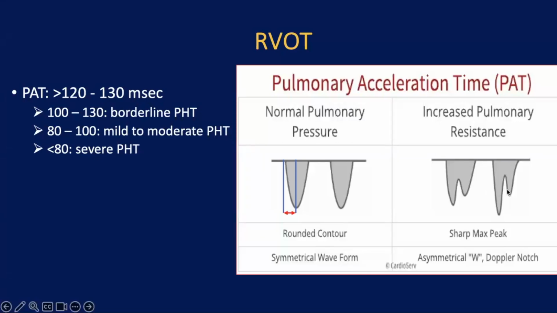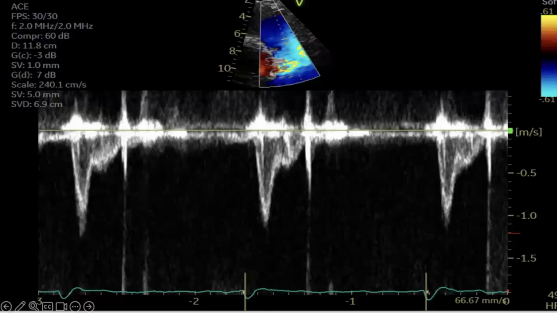What else do you see here? The notch, the mid-systolic notch. There will be mid-systolic closure, and this is really one of the good examples I have seen. Oh, by the way, all the images are from St. Max. This is a really nice one.